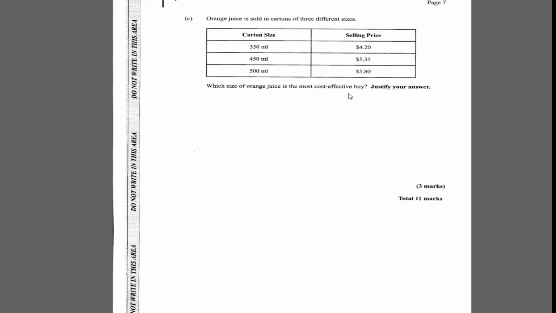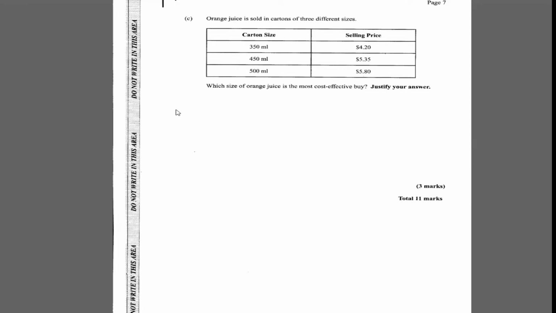Part C. Part C says orange juice is sold in cartons of 3 different sizes. You have 350 milliliter, sell for $4.25, 450 milliliter, sell for $5.35, and you have 500 milliliter, sell for $5.80. Which size orange juice is most cost-effective buy? Now, whichever one is most cost-effective, I want to see which of these is giving me the most milliliter for $1? Which one gives me the most amount of milliliter for $1?